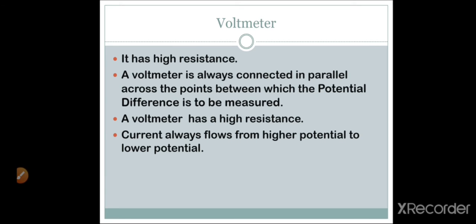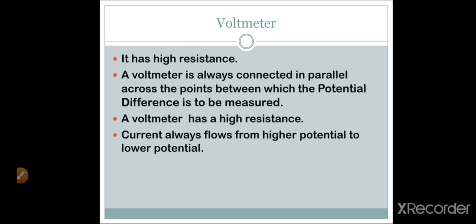So a voltmeter is a device that is used to record the potential difference in a circuit. It has a high resistance. It is always connected in parallel across the points between which the potential difference is to be measured. So a voltmeter has a high resistance.